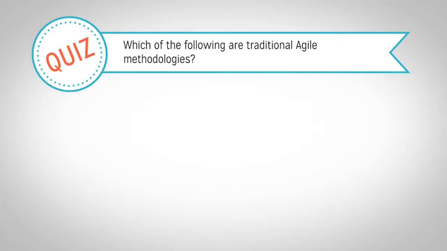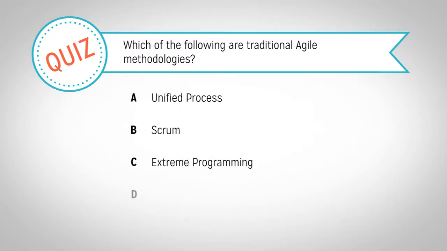You have chosen to start building a product from scratch and are looking at all the options when it comes to how you will manage the project. You're thinking about using Agile practices. Which of the following are traditional Agile methodologies? A. Unified process. B. Scrum. C. Extreme Programming. Or D. Dynamic systems development.